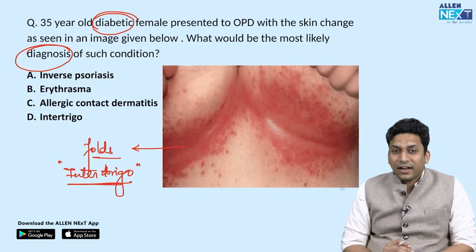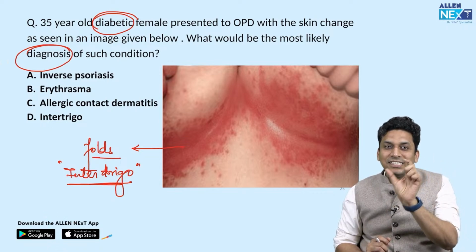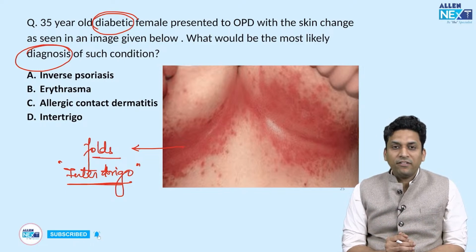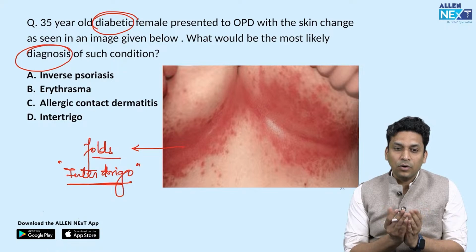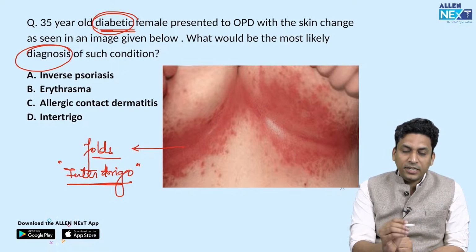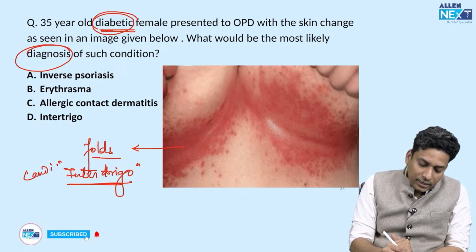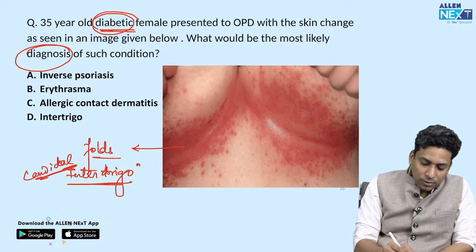Why do we call it intertrigo? This word intertrigo comes from intertriginous areas. What are intertriginous areas? These are folds. So whenever folds are involved, we call it intertriginous areas involved, that is intertrigo. And because the patient is having diabetes, this is some fungal intertrigo like candidal intertrigo. So the diagnosis here is candidal intertrigo.